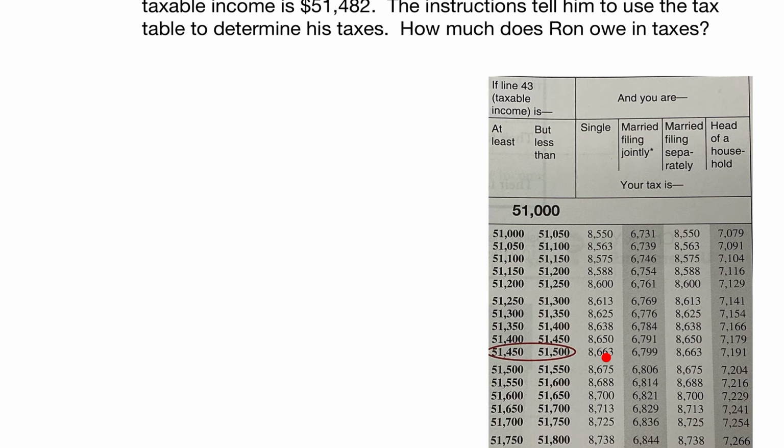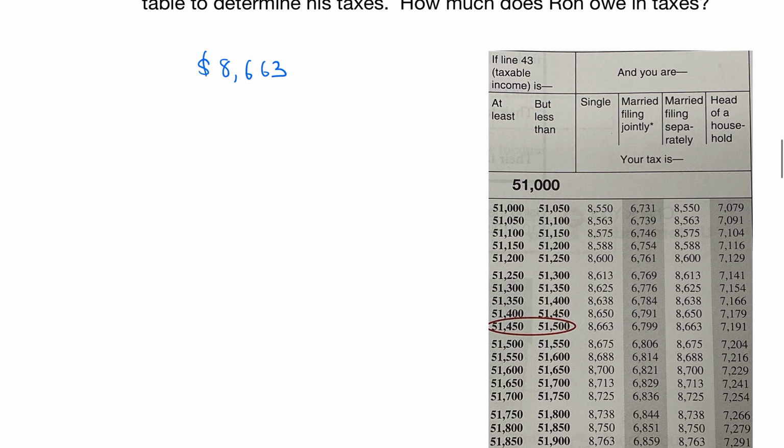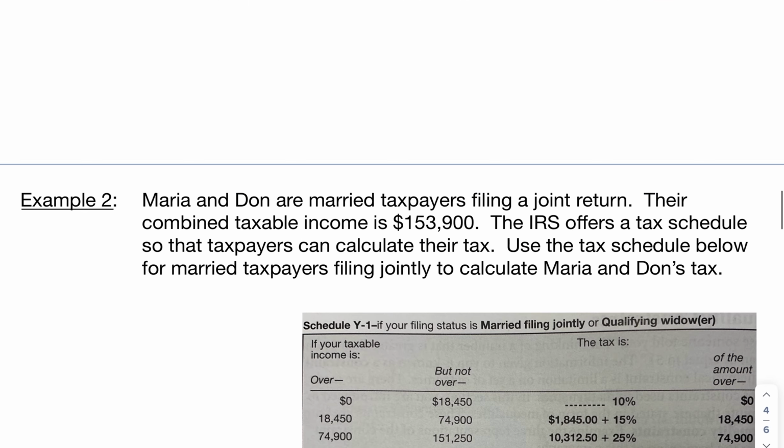And so the amount of tax that Ron owes would be $8,663. Okay, let's take a look at the next example.